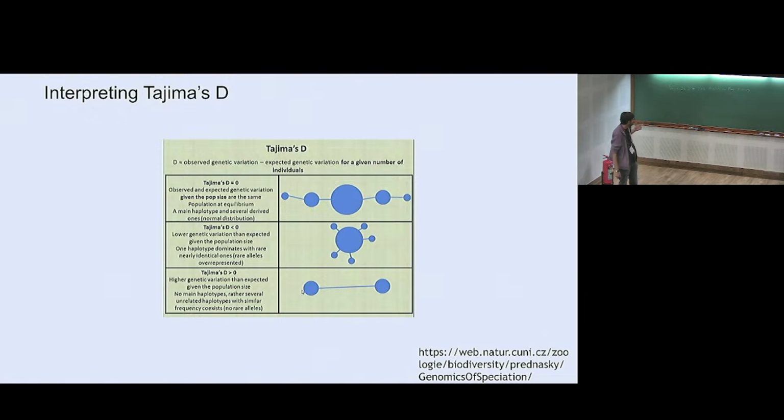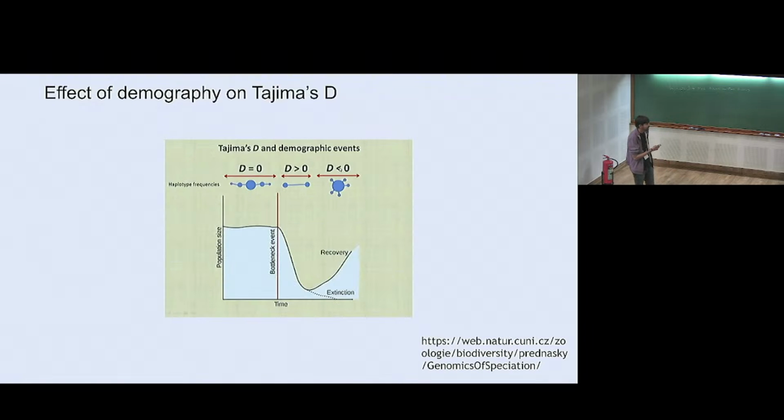Now, can you think of anything other than positive or negative selection which will make Tajima's D negative? That means observed diversity is lower than what you would expect by chance, other than positive and negative selection. Exactly. So we have discussed this in the previous slide. Bottleneck will lead to this. And so that's exactly what my next slide is.